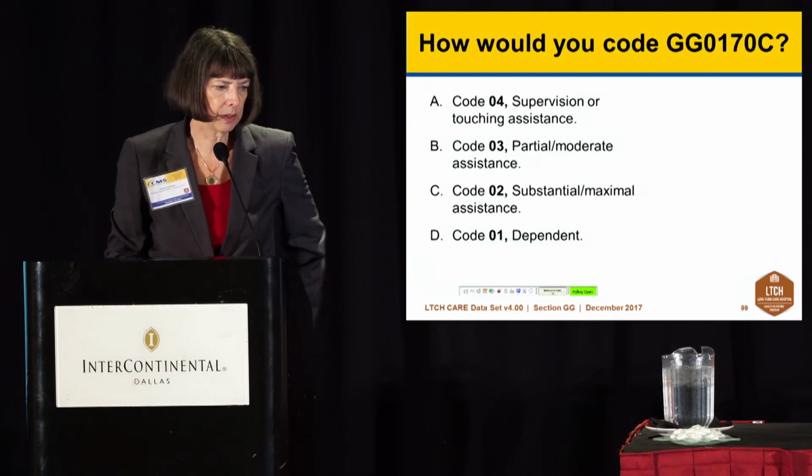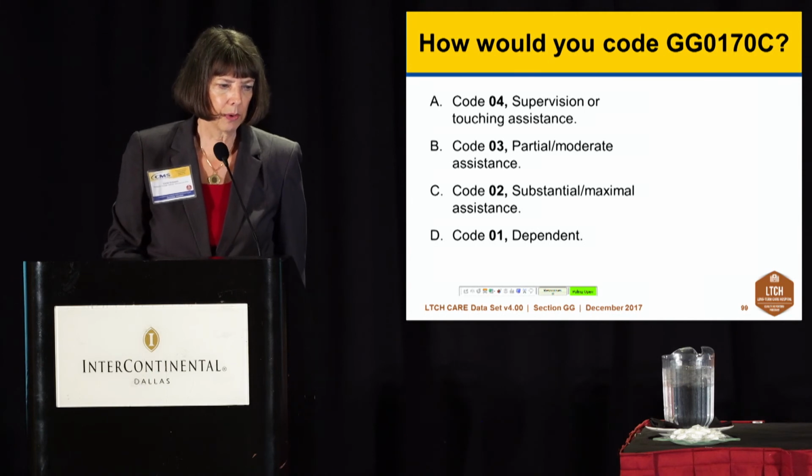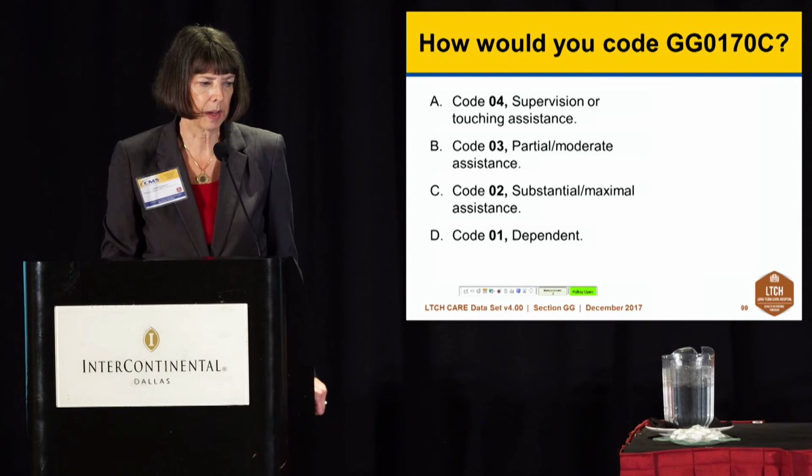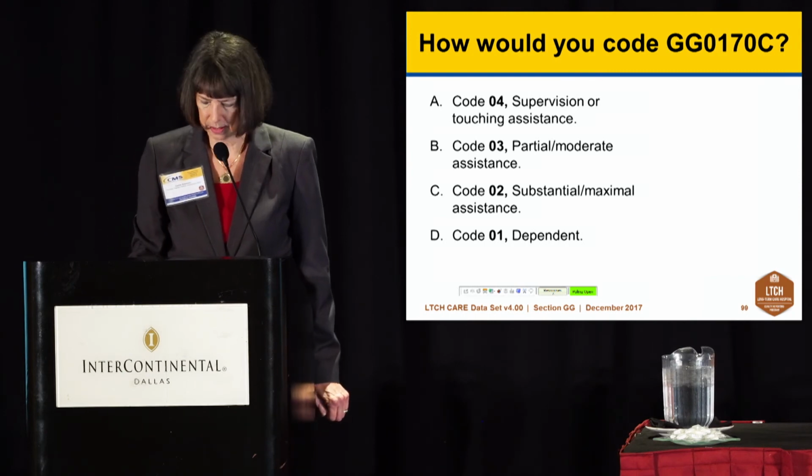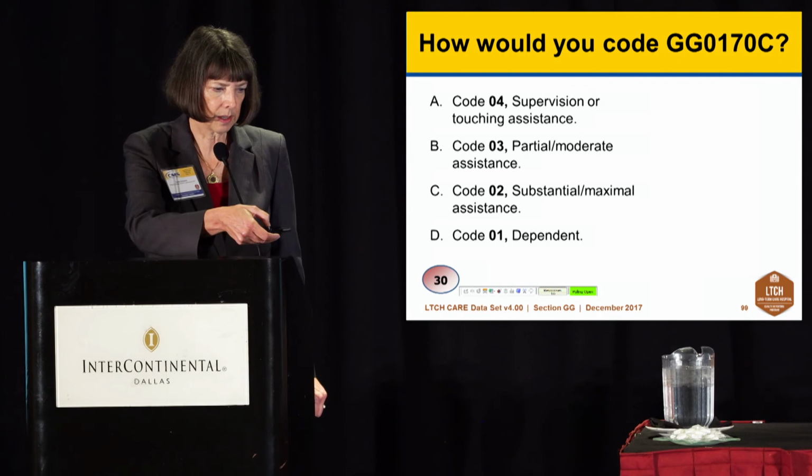So how would you code this? Code 04, supervision or touching assistance? Would you code 03, partial moderate assistance? Would you code 02, substantial maximal assistance? Or would you code 01, dependent? See what your answers are.